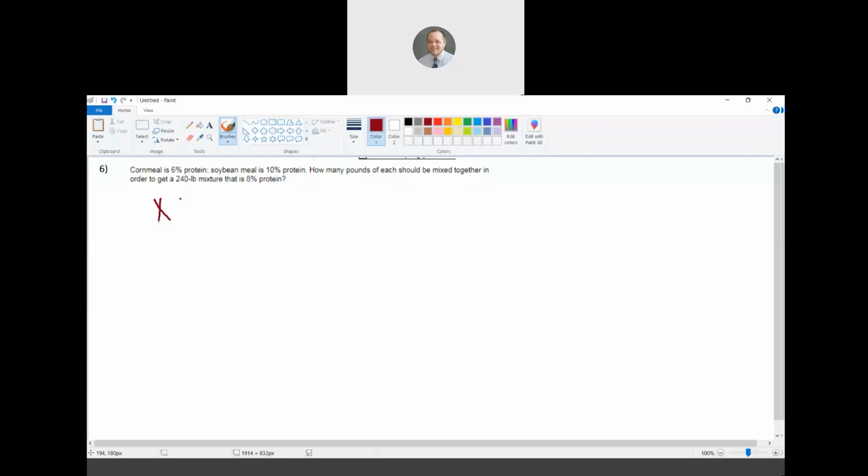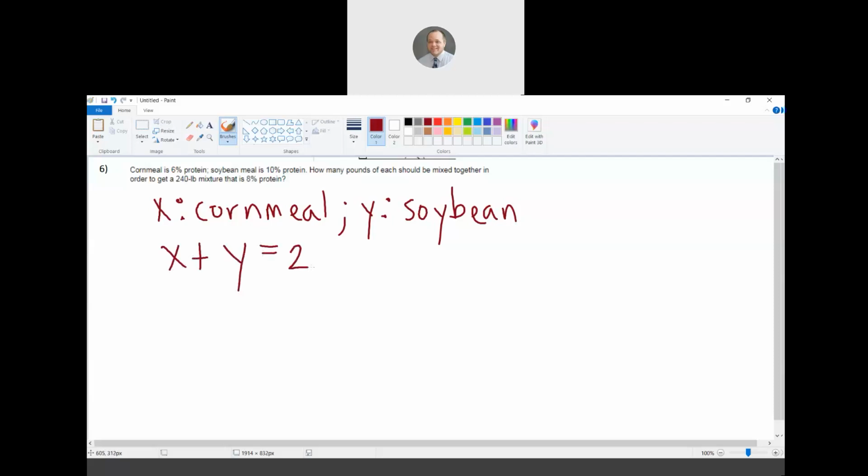Let X equal the cornmeal and Y equal the soybean meal. You can create a table, but here it wouldn't be necessary. Our first equation in our system is the total pounds of each meal that we have. So cornmeal plus soybean meal, we have 240 total pounds.